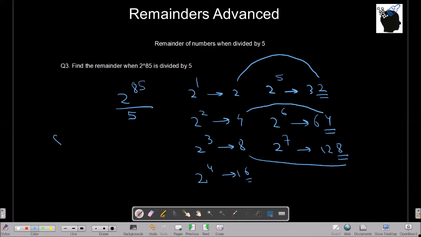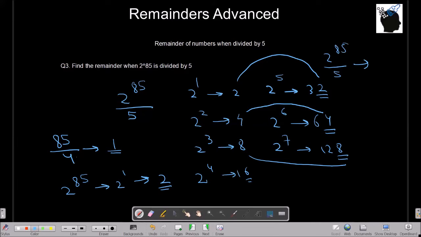So it is repeating after every 4 numbers. What I can do is divide 85 by 4 and get the remainder. I know 84 is divisible by 4. So 85 divided by 4 will give us 1 remainder. That means 2 raised to 85 will have the same units digit as 2 raised to 1, which is nothing but 2. So 2 raised to 85 divided by 5 will give us the same remainder as 2 divided by 5, which is nothing but 2.